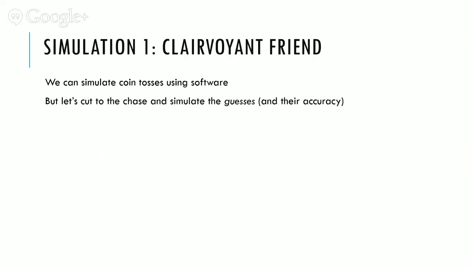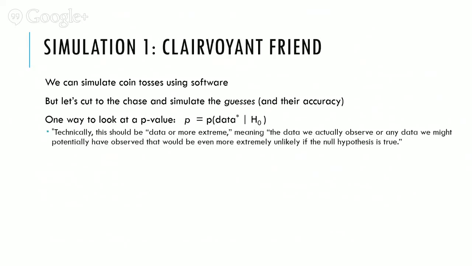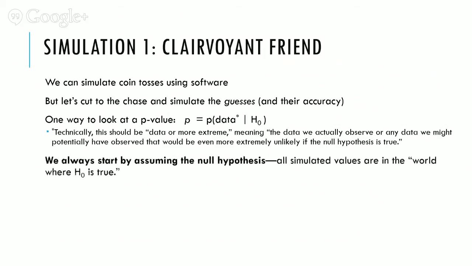So we can simulate coin tosses using software easily, but let's just skip past that and simulate Fred's guesses. Fred's guessing accuracy should be 50% on any given coin toss. So the probability of the data or more extreme given the null hypothesis is 8, 9, or 10 guesses correct out of 10. So each guess, he has a 50-50 chance of being right. We can simulate this in software.